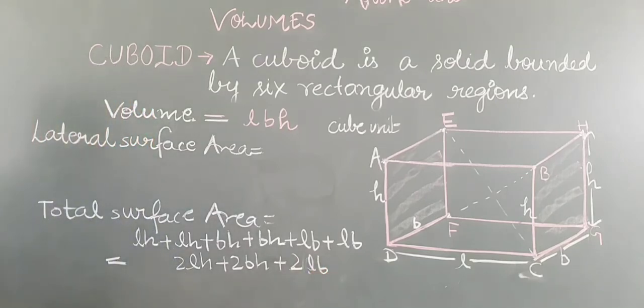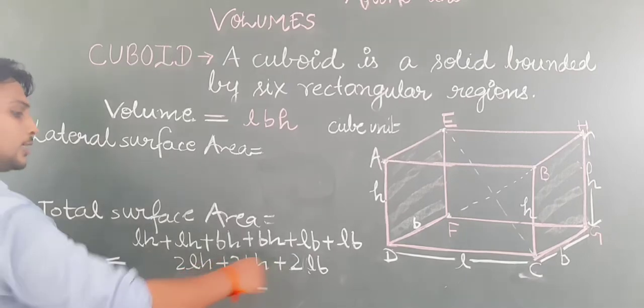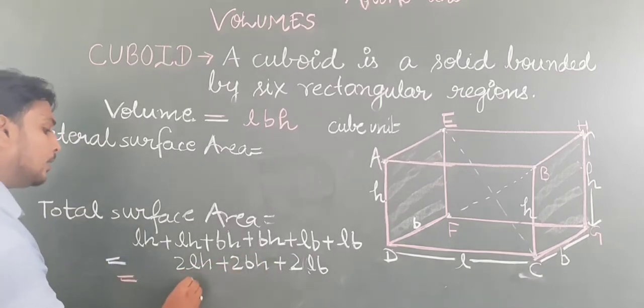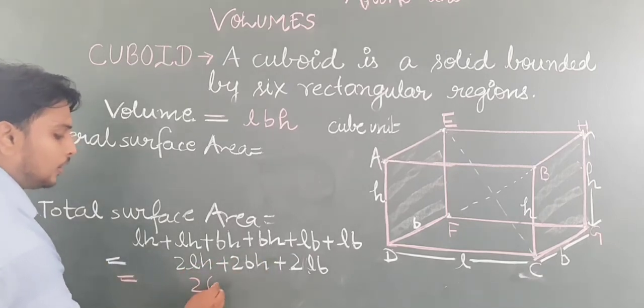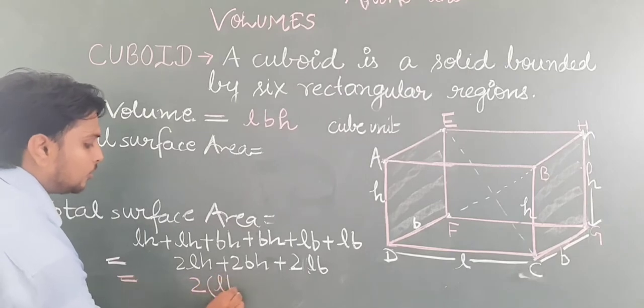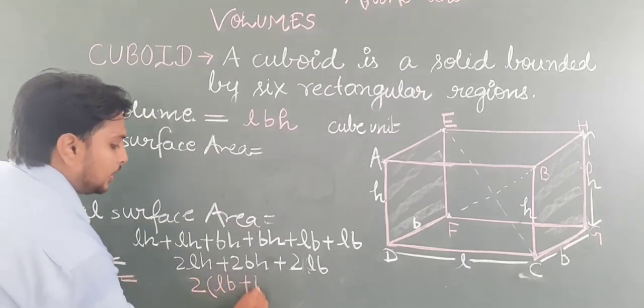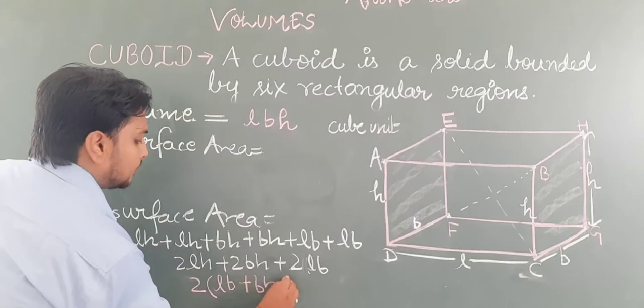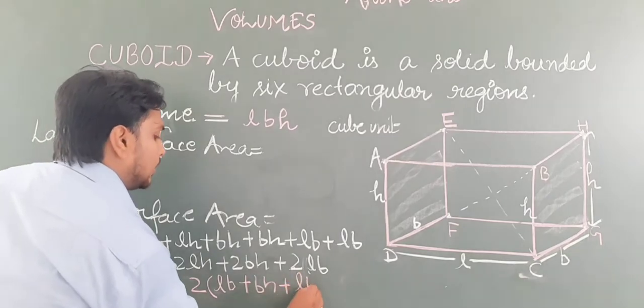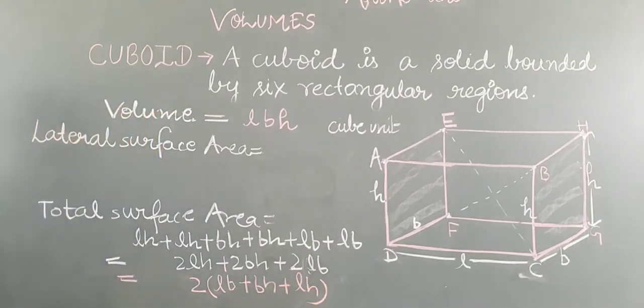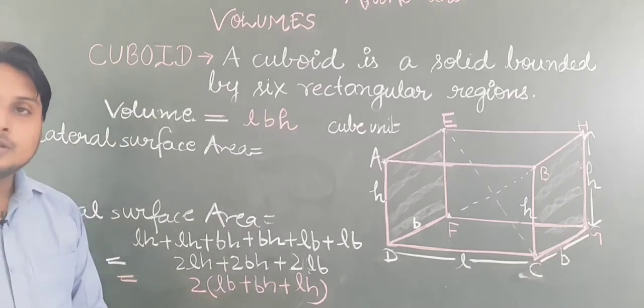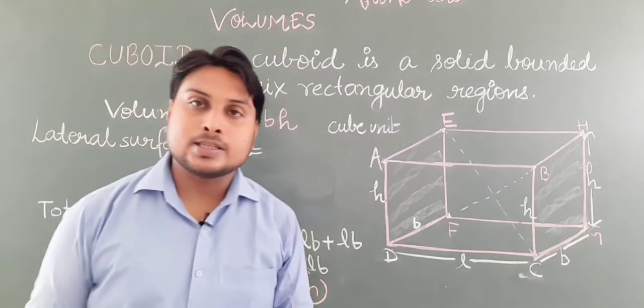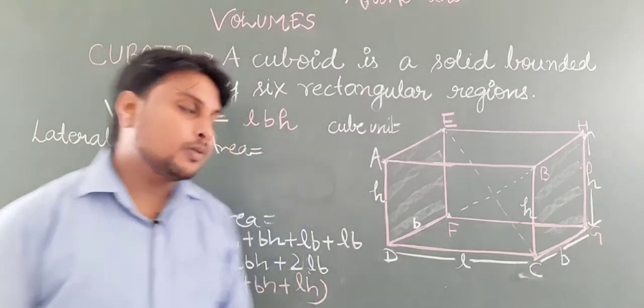And if we summarize them, what will we get? We take 2 as common and write it in the proper order. So it will be 2 into LB plus BH plus LH or HL. So this is the formula of total surface area, where 6 surfaces are included.